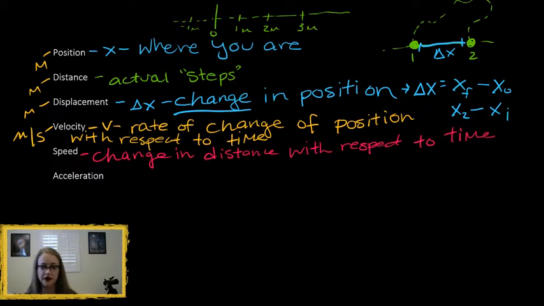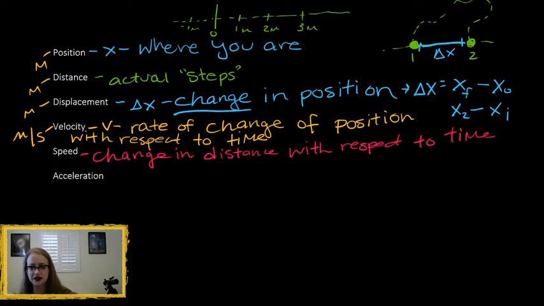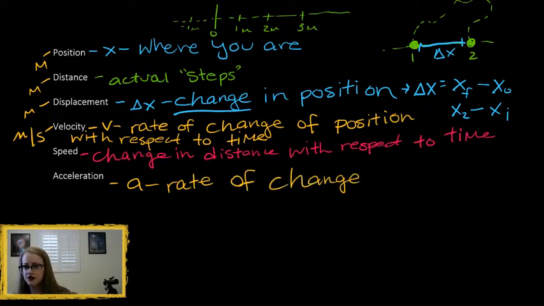They can be different. So for our acceleration, what is our acceleration? Well, acceleration is measured in A. Acceleration is also a rate of change. It is the rate of change of velocity.